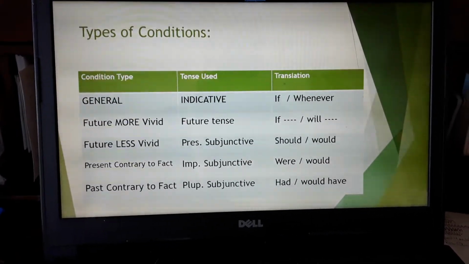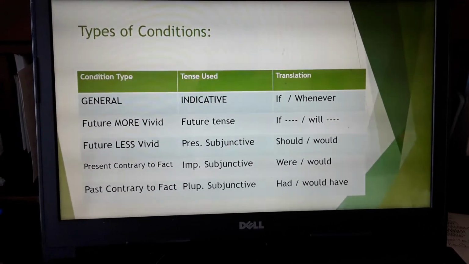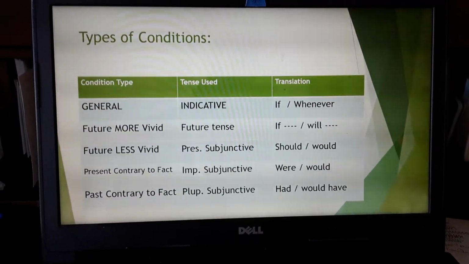So again, contrary to facts cannot happen, and they're not possible, which is why they use the subjunctive.